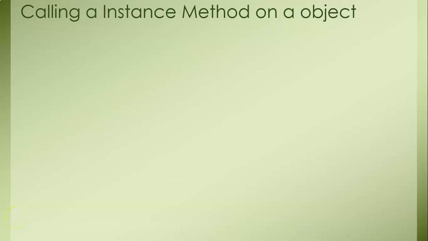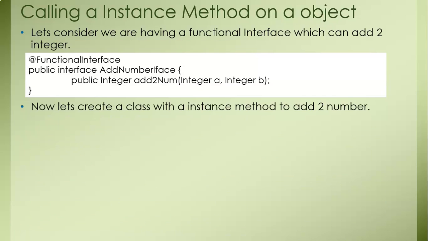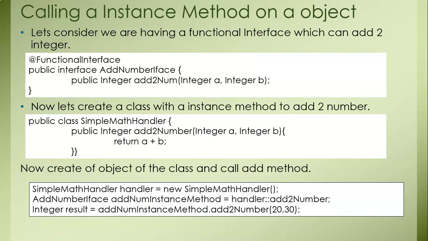Now we are going to call an instance method on an object. We are going to use the same functional interface to add two numbers, and we have a class with a non-static instance method to add two numbers. Now we can create an object of that class which has the addTwoNumbers method, and we can call the non-static addTwoNumbers method on the object of that class. So we have the handler identifier, and on that identifier, using the method reference operator, we are calling addTwoNumbers.